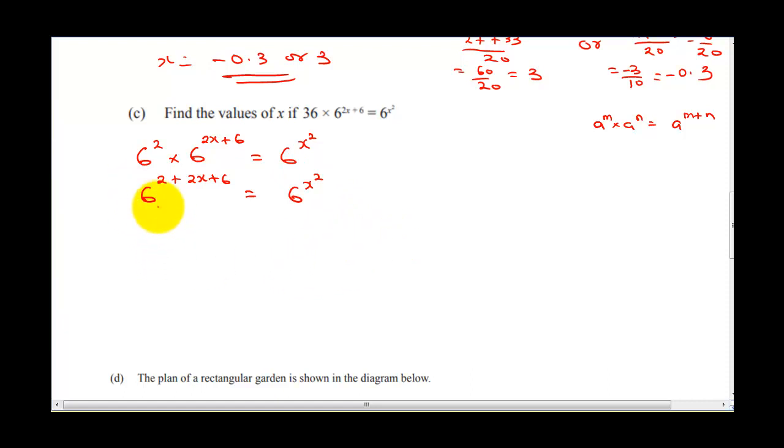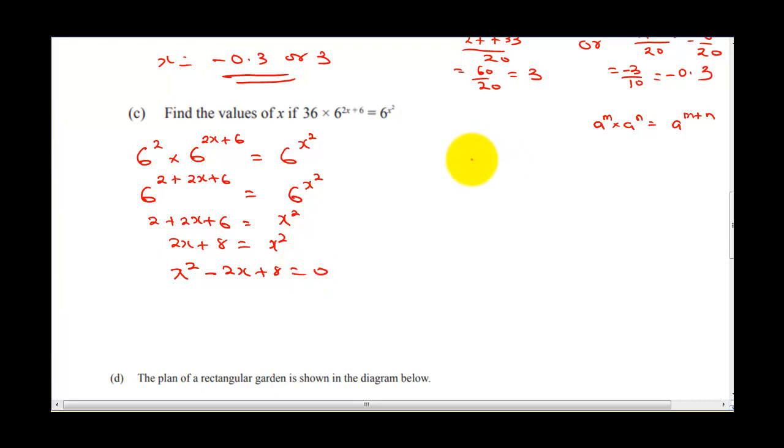So this means if this is equal to this, you can now have 2 plus 2x plus 6 is going to be equal to what? x squared. Now this is going to be 2x plus 8 is equal to x squared. So from here, you can get a quadratic equation which now says x squared minus 2x minus 8 is equal to 0. So we are going to be solving this using the factorization method. You can decide to use the formula method or whichever method is comfortable for you.